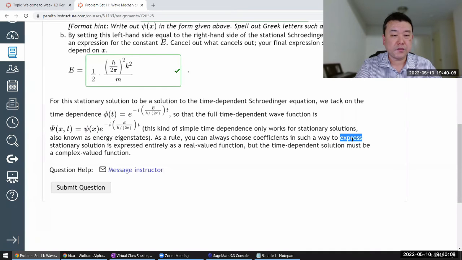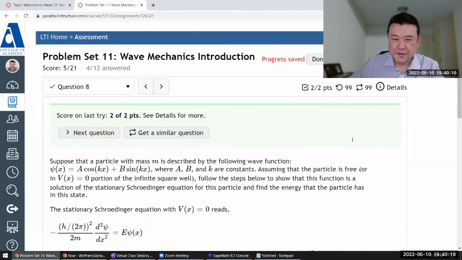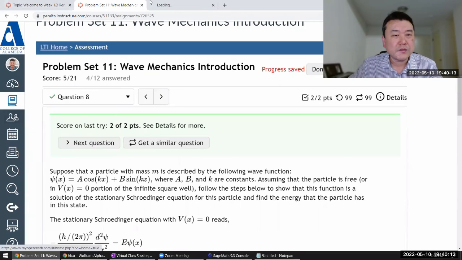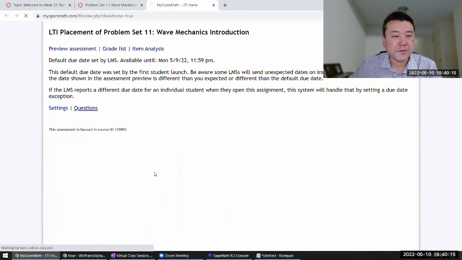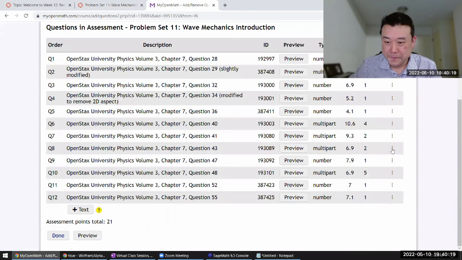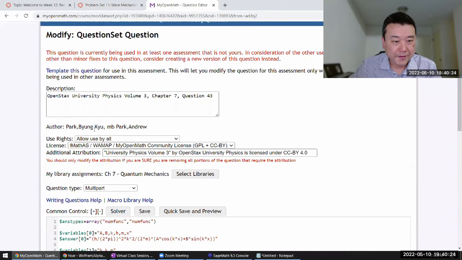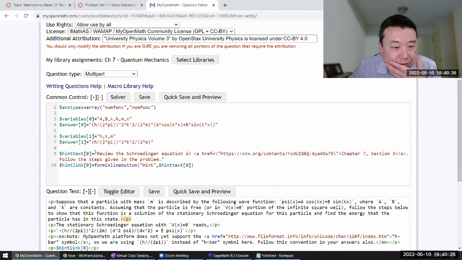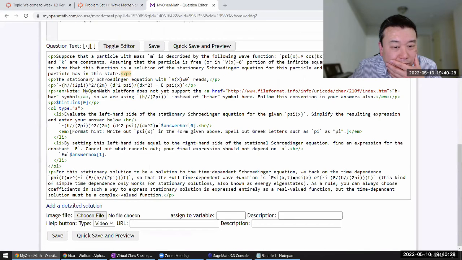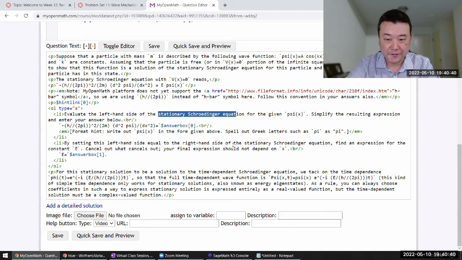I think that phrase should be reworded. You know what, let me do this. I think this is one of my questions. So let me just fix the things that's bothering me. Yeah, that's one of my questions. So I didn't like the word stationary. It really should be stationary because that's the phrase I used there.